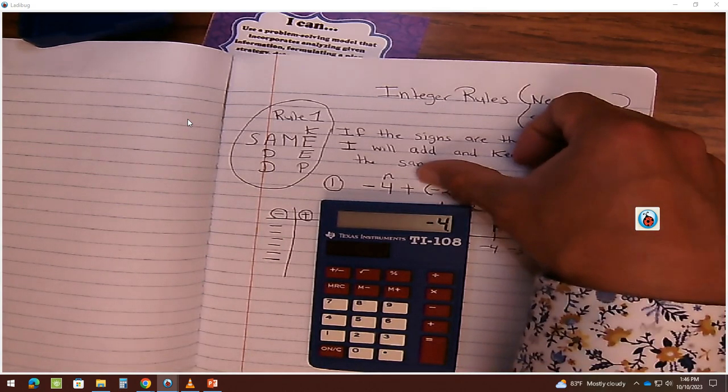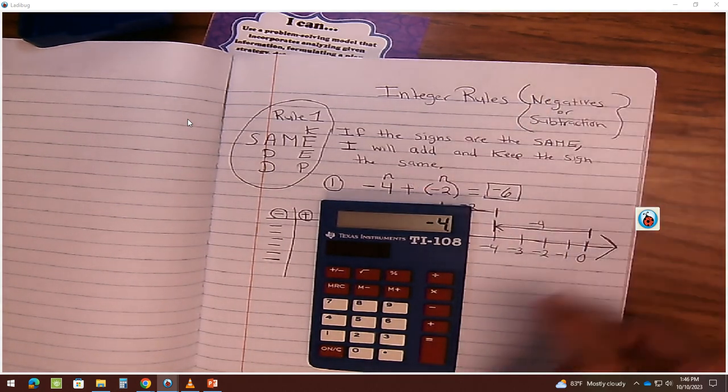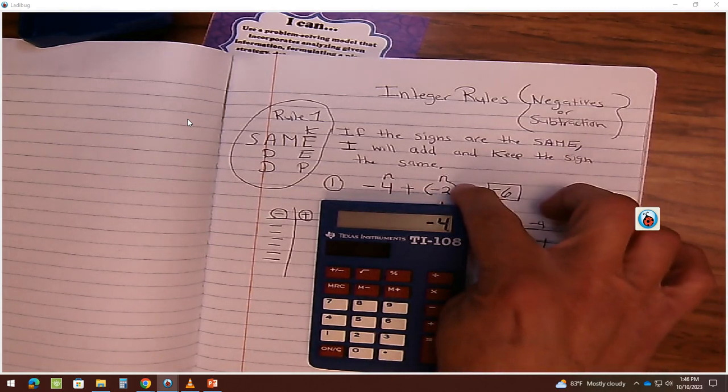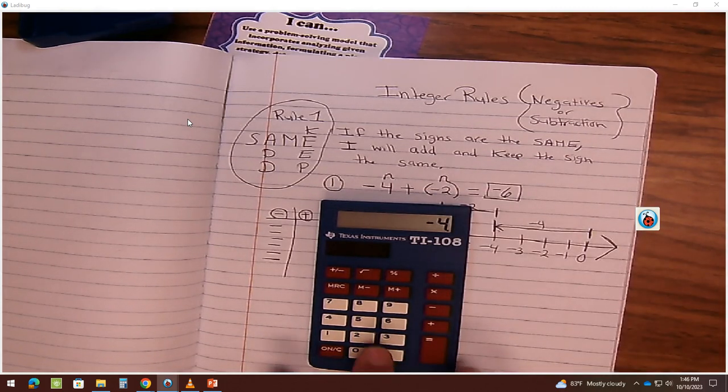Now you see the next one, it's a plus sign. So press the plus sign. The next one is negative 2. So what are you going to press first? 2. And then tell us that he's what? Negative. Now we press enter, and guess what? We get exactly the same answer.